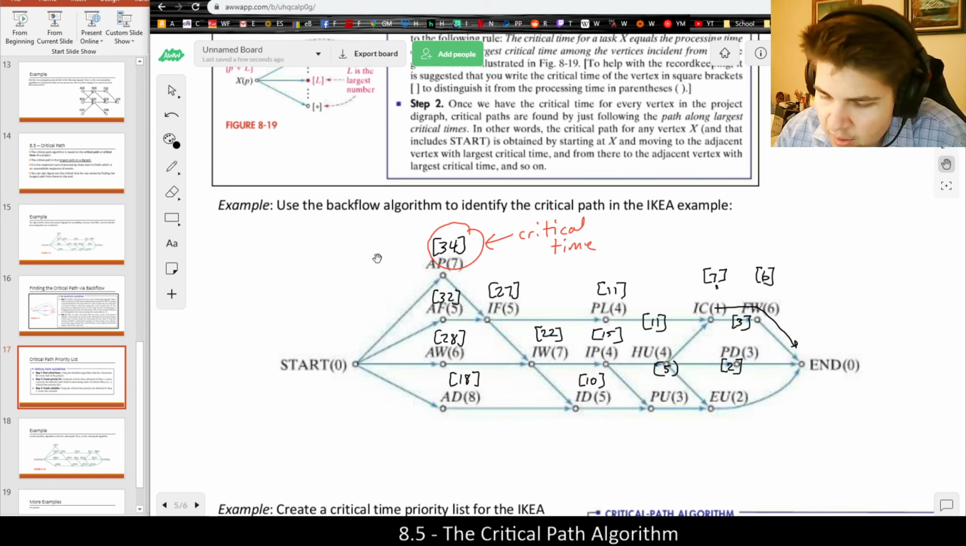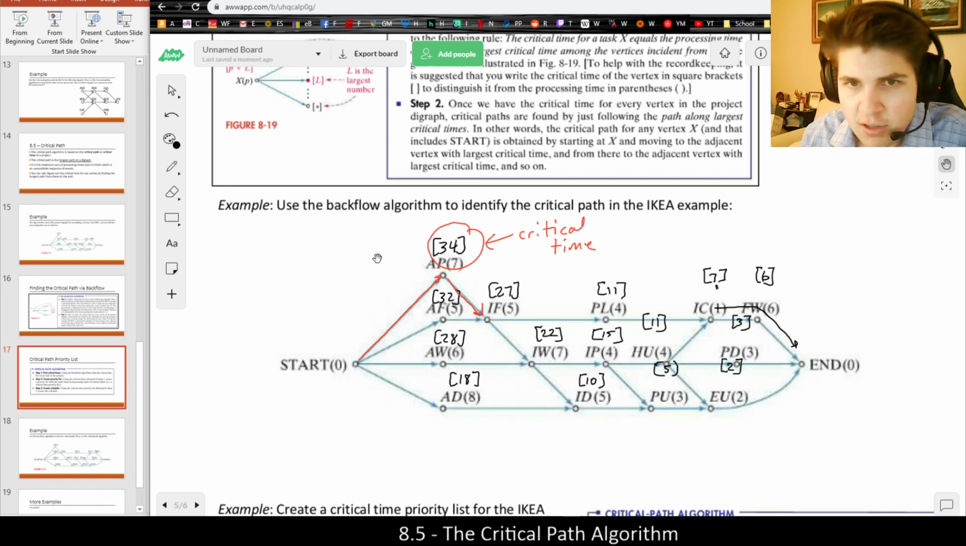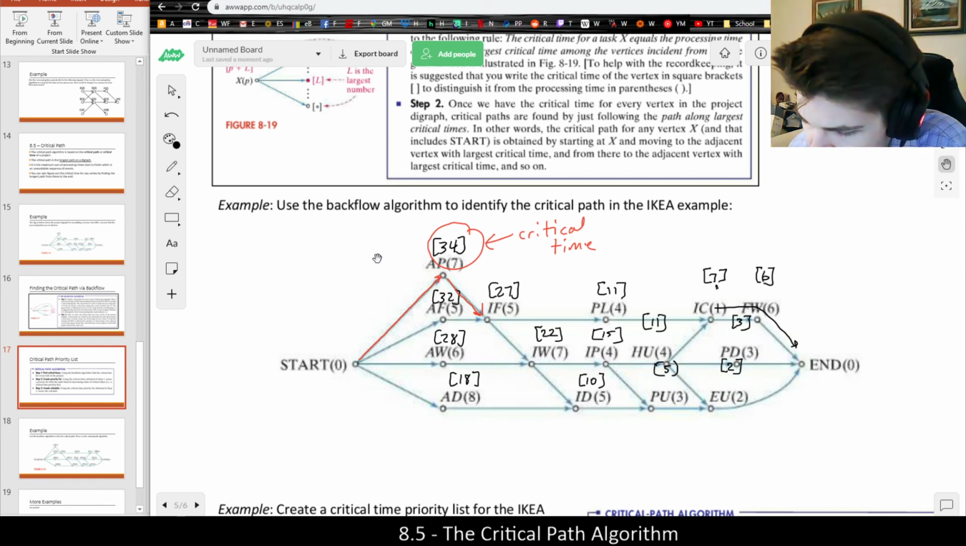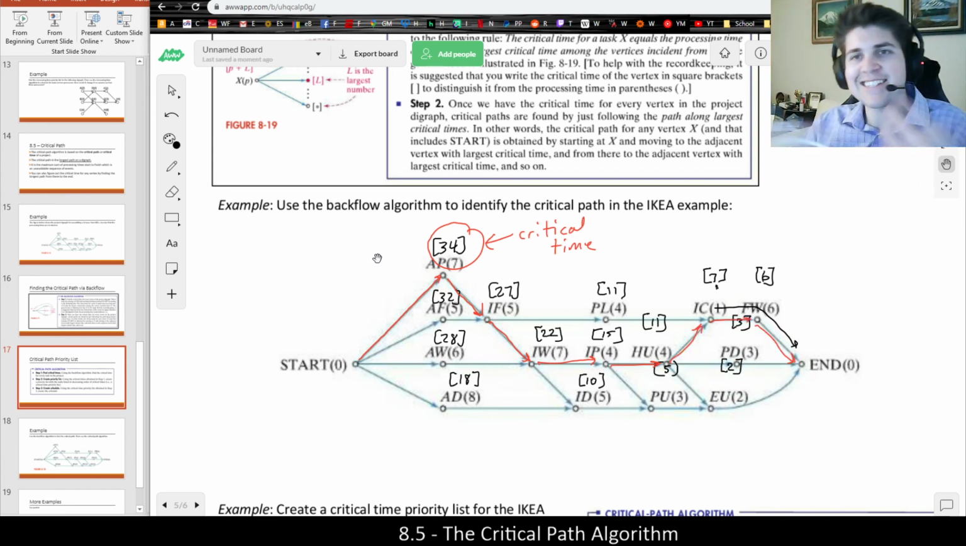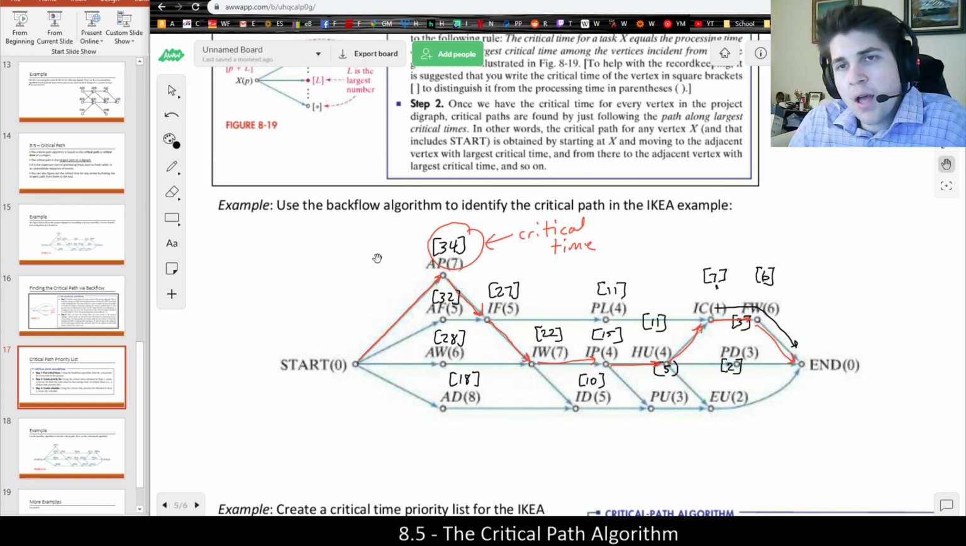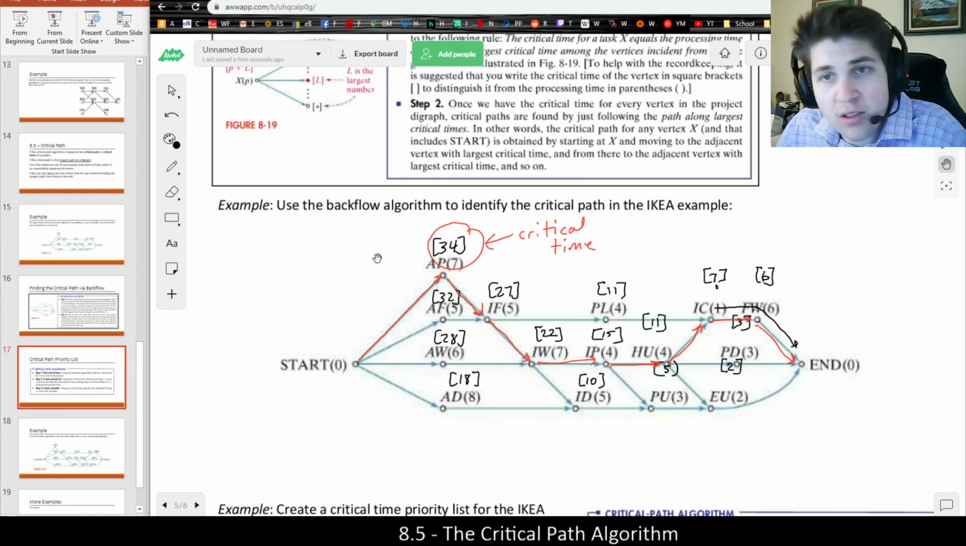But if I follow along that path, that has to go to IF. From IF, I'm going to choose the larger number, which would be IW was bigger than PL. Then IP was bigger than ID. HU was bigger than PU. Then IC was bigger than all the rest, and so on. But that is exactly the same path we had before. And basically, it will help us figure out which path took the longest by tracing along all the largest numbers.